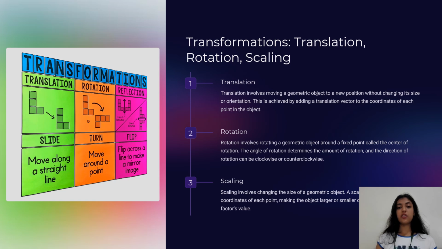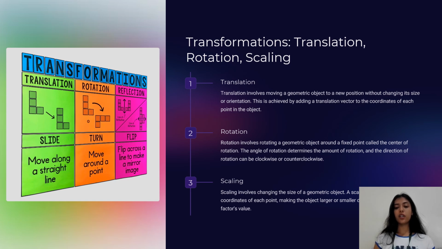Transformations: translation, rotation, and scaling. Translation involves moving a geometric object to a new position without changing its size and orientation. This is achieved by adding a translation vector to the coordinates of each point in the object. Rotation involves rotating a geometric object around a fixed point called the center of rotation. The angle of rotation determines the amount of rotation, and the direction of rotation can be clockwise or counterclockwise.